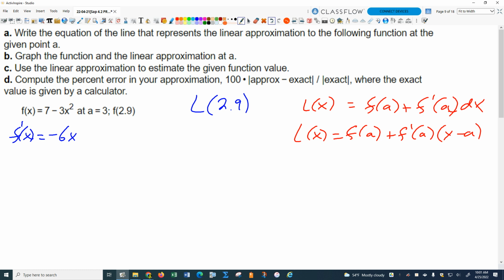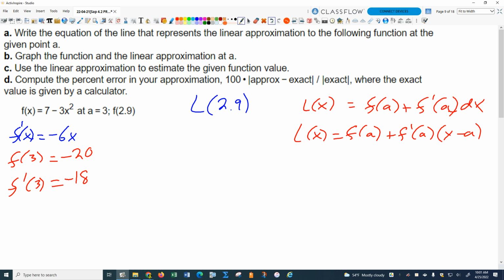So what do we have to do here to come up with a tangent line? Okay, good. We need to know what f of 3 is, and that's 7 minus 27, so negative 20. What's f prime of 3? Negative 18. And so that's all the ingredients we need to build our linearization.